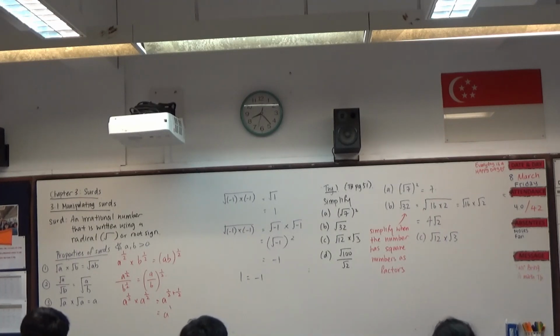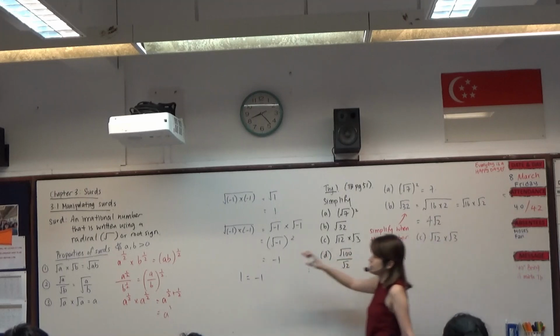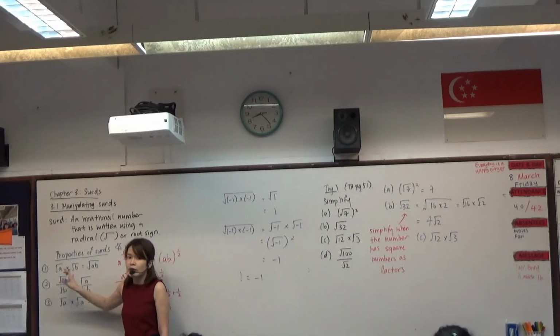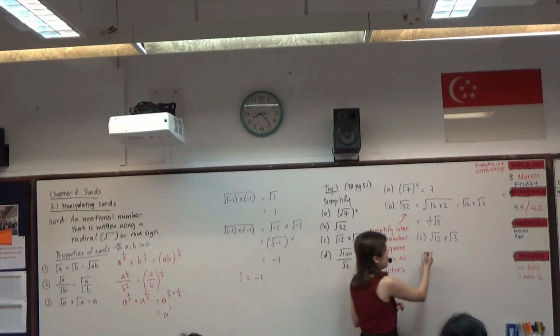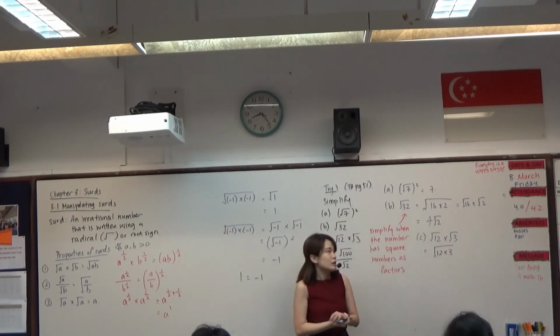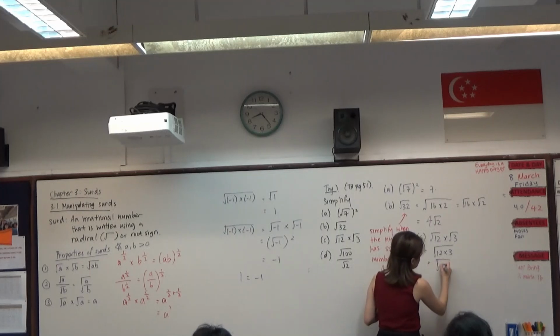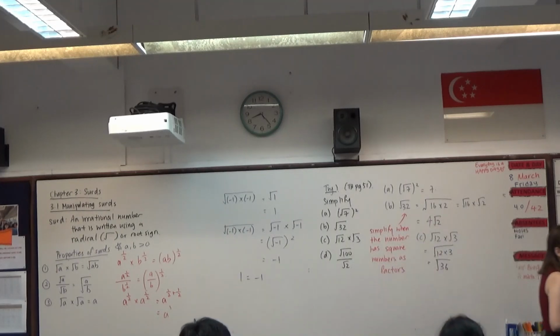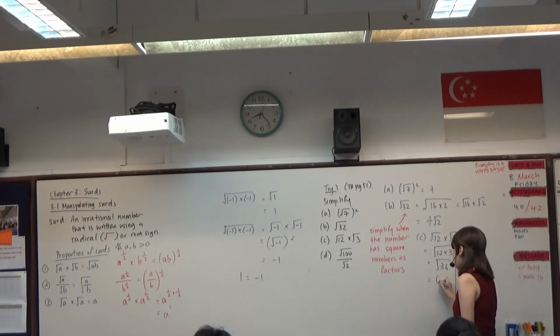Next, we look at square root 12 times square root 3. To simplify it, there are several ways to go about it. Firstly, you may want to consider applying the first property, to combine the two roots together first. That will give us 12 times 3 under the root, and that is 36. For the square root of 36, we know that 36 is a square number, and that will give us 6.